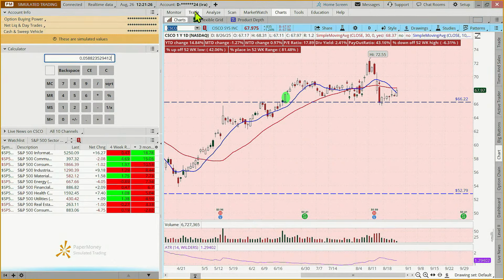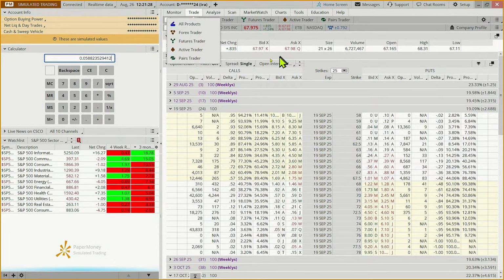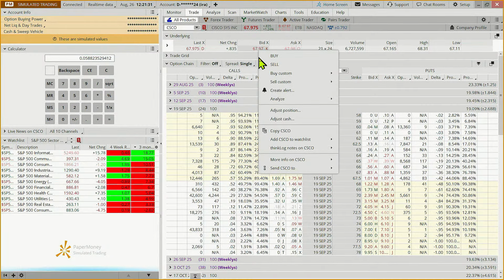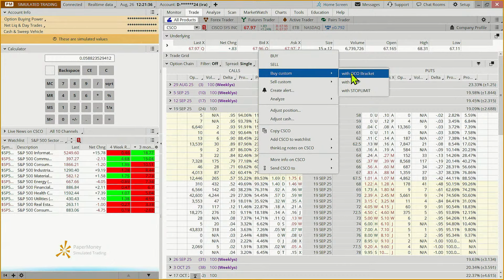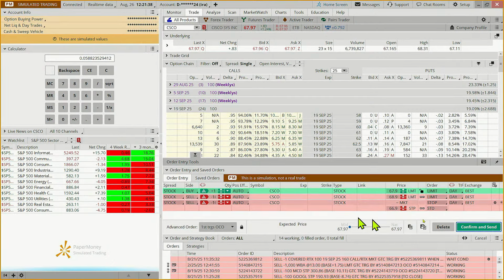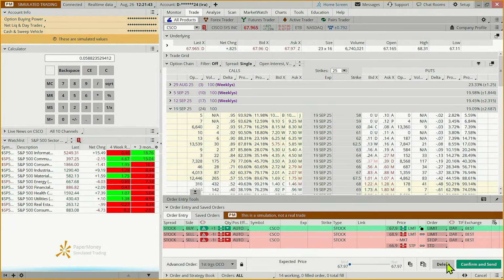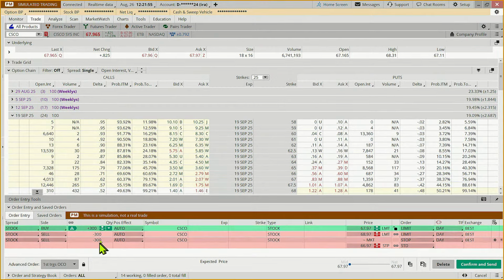So, okay, we're going to come to our trade tab. We're going to right click. We are going to buy custom with an OCO bracket. And this is a $500,000 account, so we could have a $25,000 position. So we could buy 300 shares. 4 6s or 24. We could almost buy 400 shares, but we're going to buy 300 shares. Going to click that.